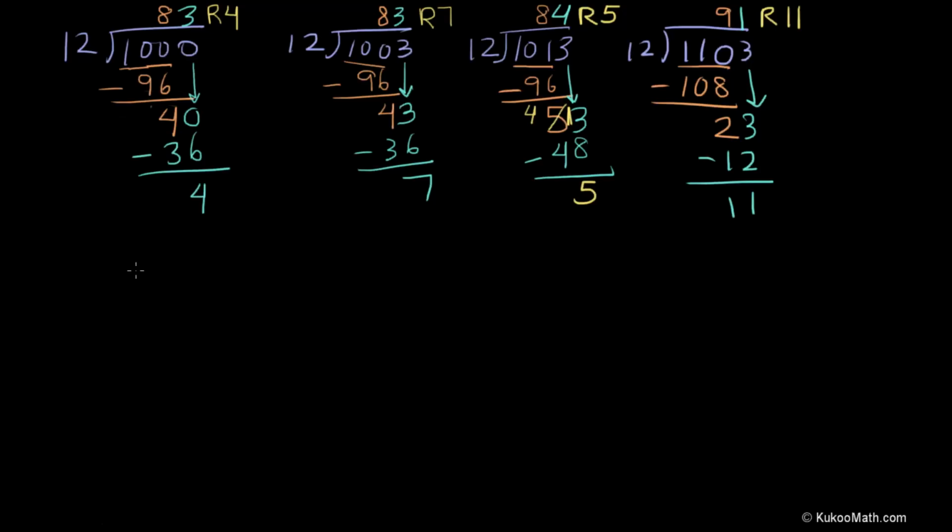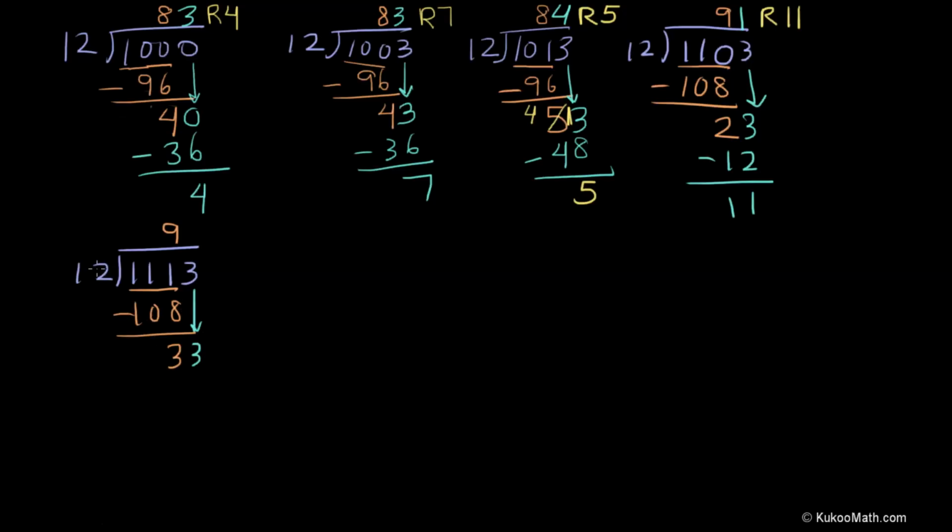Let's try another problem. 1113 divided by 12. We know that the first 2 is too little, so we're going to look at the first 3. It's only one more than the one we just did, 110. 111 is one more than 110, so we know that 9 should still work. 12 times 9 is 108, and we subtract, and we get 111 minus 108. You can do it in your head. You get 3. And now we bring down the next 3.